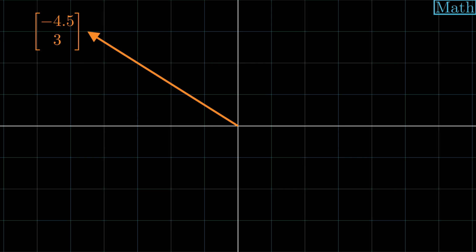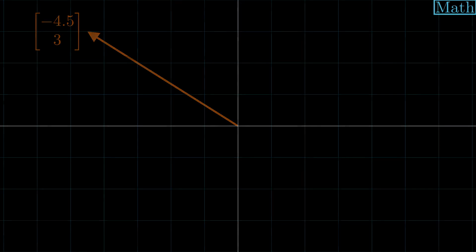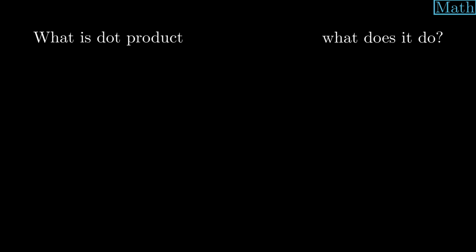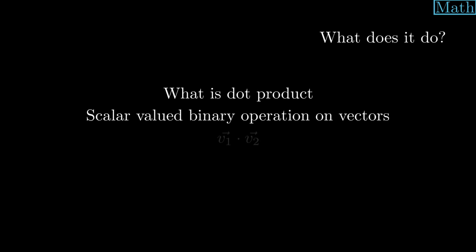So now that we know what a vector is, let's look at the dot product. So what actually is a dot product, and what does it do? They are also called scalar products, which is a type of inner product, and it's a scalar valued binary operation on vectors. If you have no idea what that means, it's fine, because I'm about to tell you.